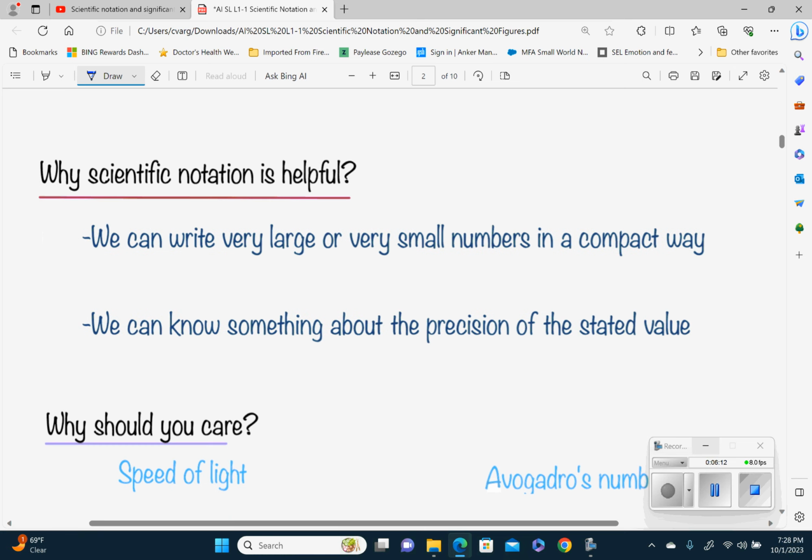Why is scientific notation helpful? We can say that it's helpful because we can take very large numbers or very small numbers and put them in a compact way that is normal, that people see. Our calculator might do this as well. If you get a really, really large number, it might say something E. So E in the calculator, the capital E, just means times 10 to some power. And so we could also know how precise the stated value is.